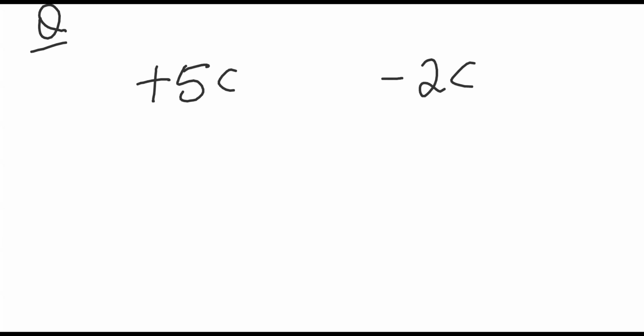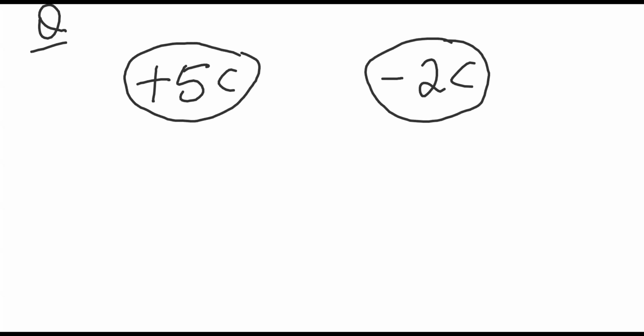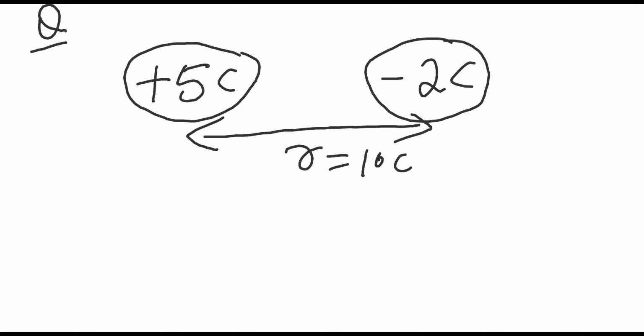Suppose you are having a question, understand clearly, please focus: a plus 5 coulomb charge and a minus 2 coulomb charge. And the distance between them is, suppose, R. Are you understanding? Here R is, suppose, 10 centimeter.